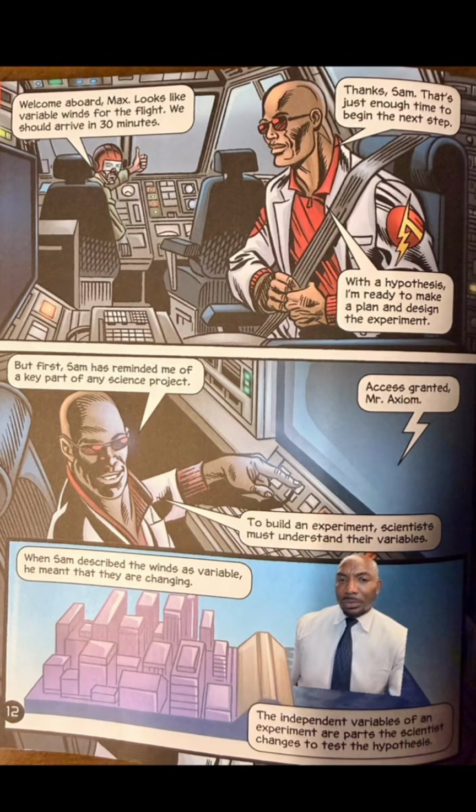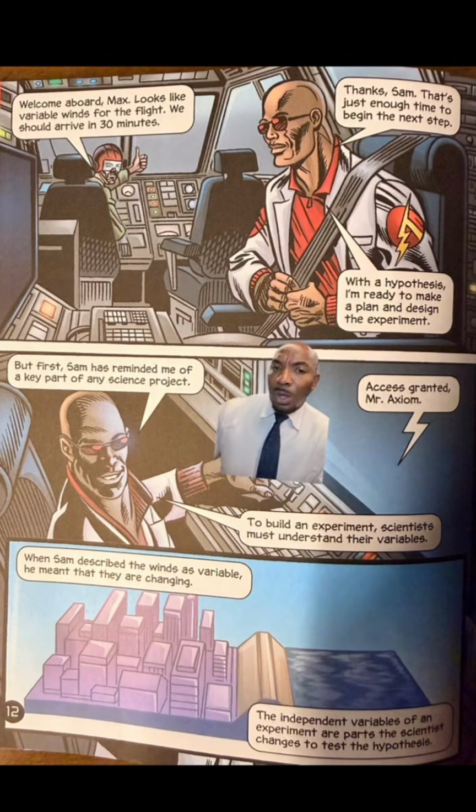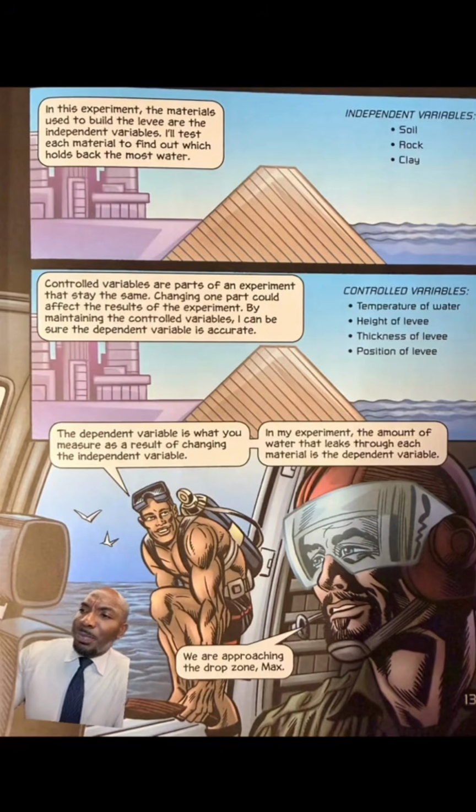Access granted. When Sam described the winds as variable, he meant they are changing. The independent variables of an experiment are parts the scientist changes to test the hypothesis. In this experiment, the materials used to build a levee are independent variables. I'll test each material to find out which holds back the most water. Independent variables: soil, rock, clay.